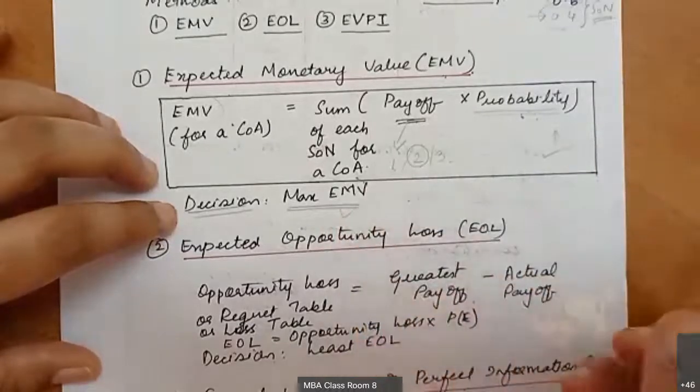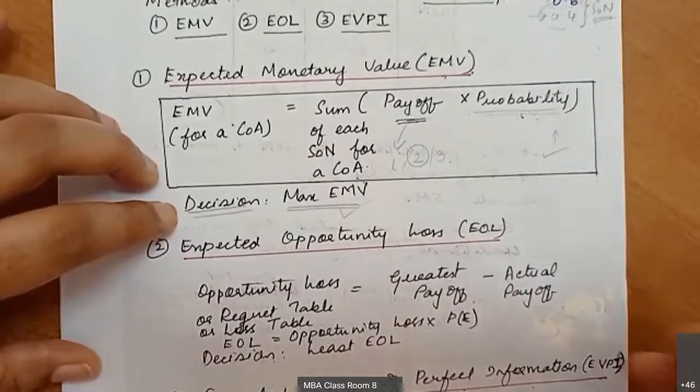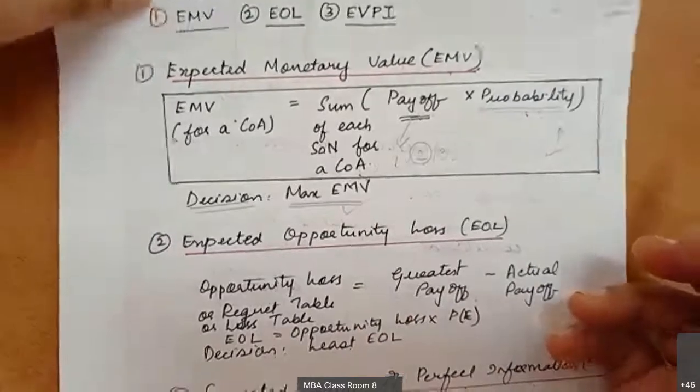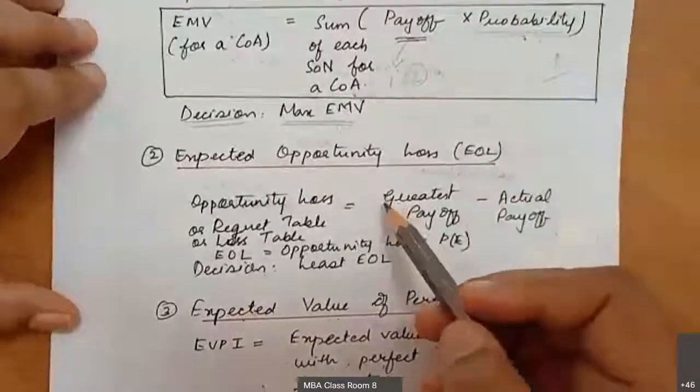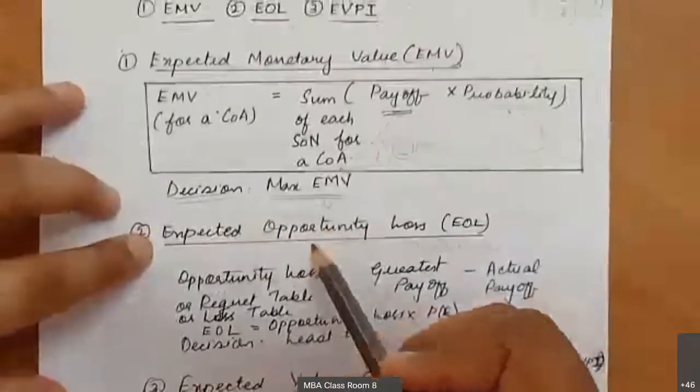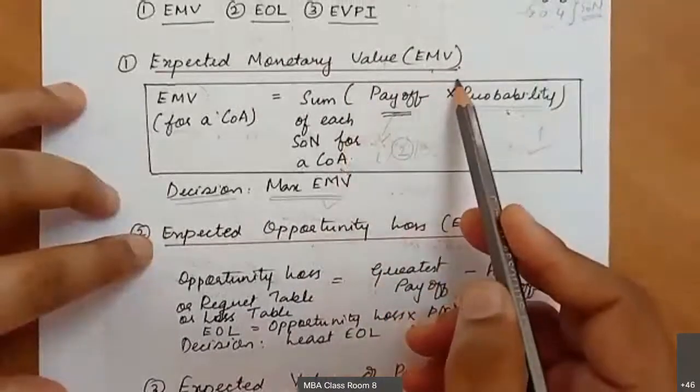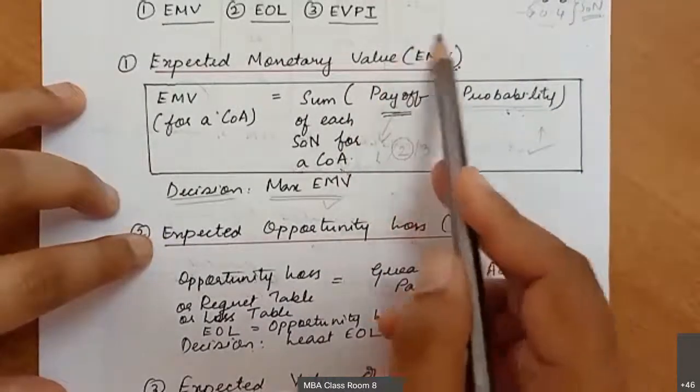Okay, that strategy is what we are going to launch in the market. Second one is expected opportunity loss. Expected opportunity loss is actually a different version of EMV. For this one, you will be actually considering the profit.